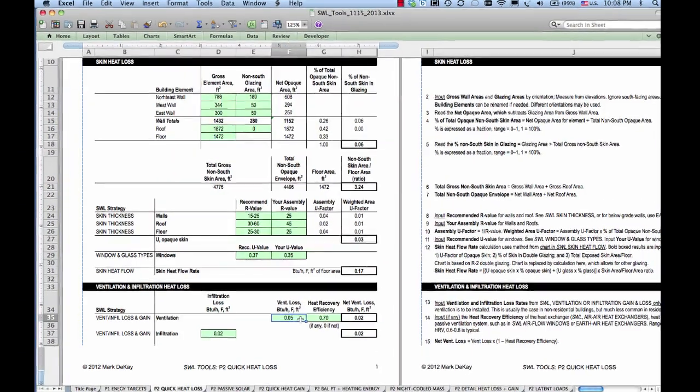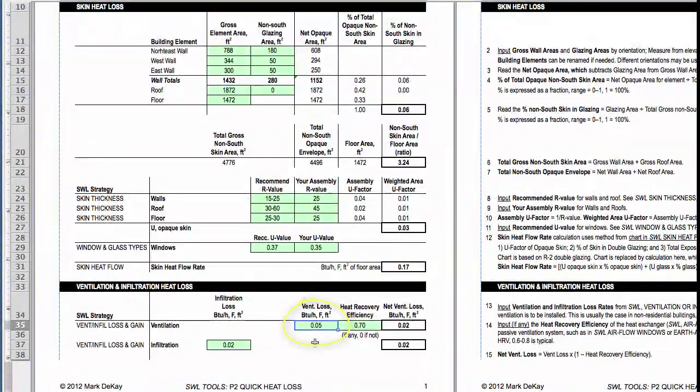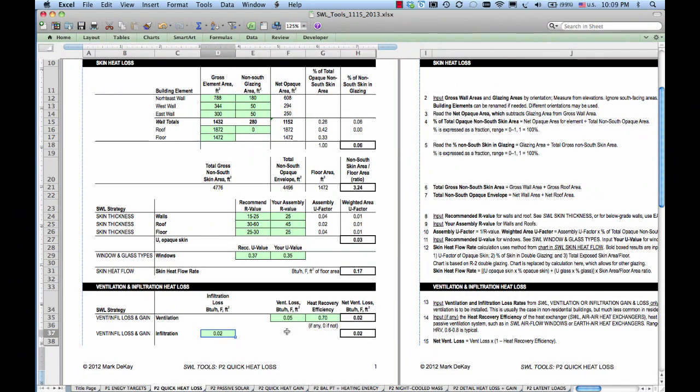For ventilation, I've already entered 0.05, and you can see I have a 0.7 for my heat recovery efficiency. So I'm assuming that I'll use something like an air-to-air heat exchanger with about a 70% heat recovery efficiency. And then down in infiltration, I've already entered 0.02, and that's my infiltration heat loss rate. Well, that's it. That's all you need for a quick heat loss estimate.